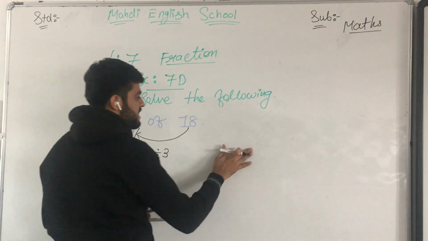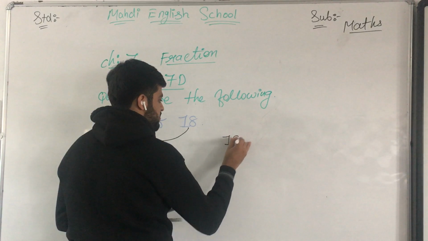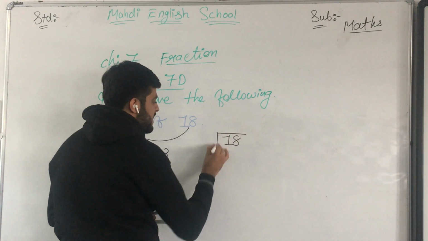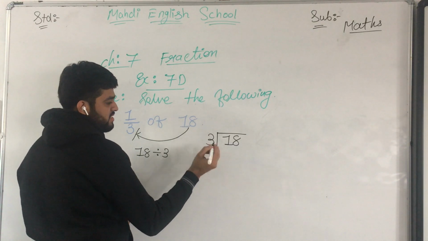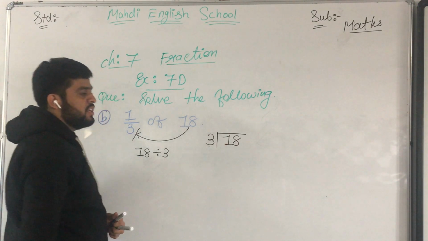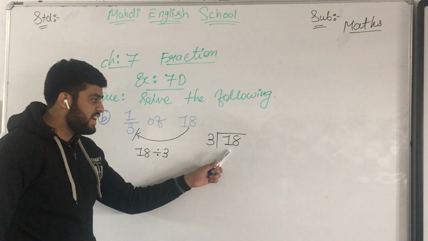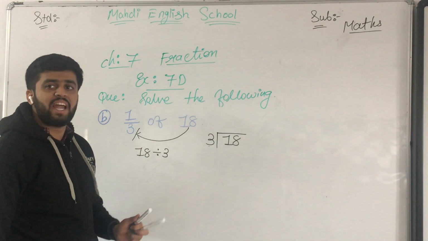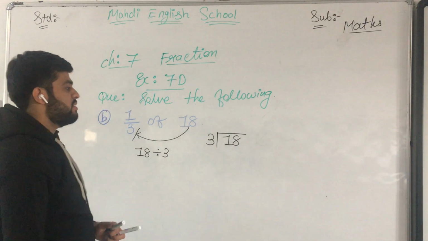Okay. Then the next topic is what? We write inside the box 18 and outside the box 3. It's the divisor and the dividend. What do we write inside the box? Inside the box we write the dividend digit and outside the box we write the divisor. So now here we do the division, my dear students.